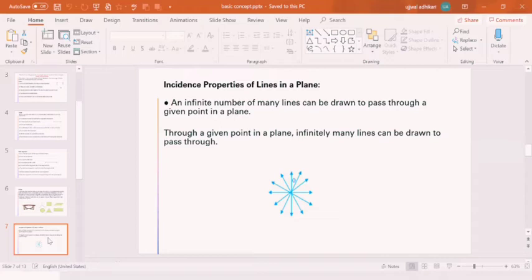Infinitely many lines can be drawn to pass through a given point in a plane. Through a given point in a plane, infinitely many lines can be drawn to pass through it.